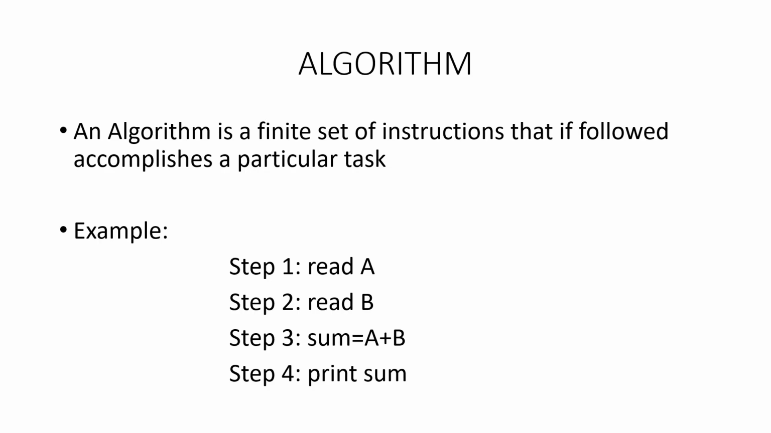Here is an example which illustrates an algorithm to add two numbers and display the sum. We can see in the example, in step 1, the variable a is read. Step 2 reads another variable b. The sum is calculated as sum equal to a plus b, and the resultant sum is printed. So these steps define an algorithm to add two numbers and print the sum. We can clearly see that each and every step is clearly defined to print the sum of two numbers.